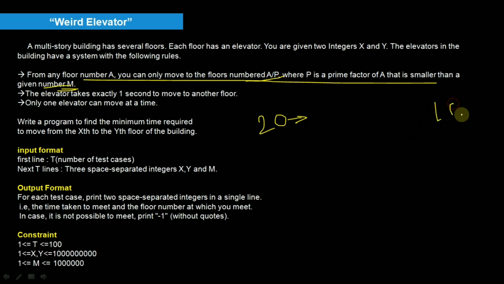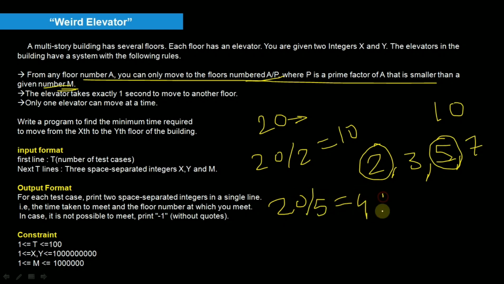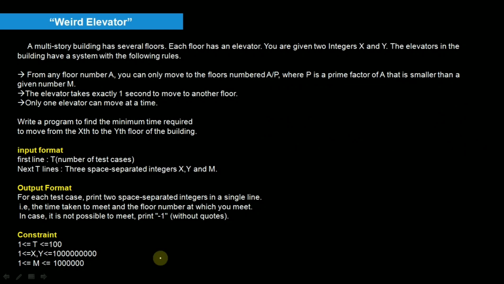Okay, so let's suppose here M is 10. So P is a prime factor of A which is less than M. So how many primes are possible which are less than 10? There are only 4 primes. So if you see in these 4 primes, 2 and 5 are factors of 20. So from 20 you can go to 20 by 2, that is the 10th floor. Or you can go to 20 by 5, that is the 4th floor. Okay, so I hope rule 1 is clear to you, that is how we are moving from one floor to another floor. So let's see rule 2.